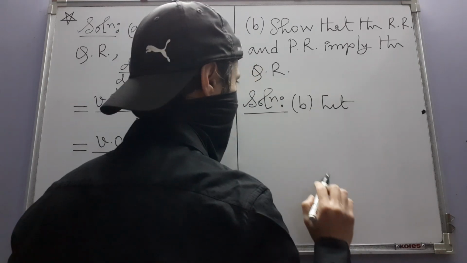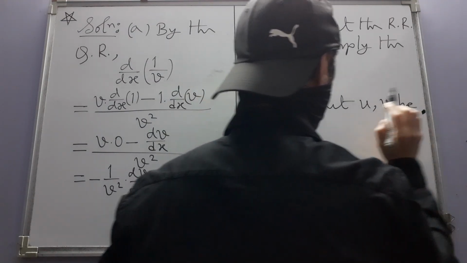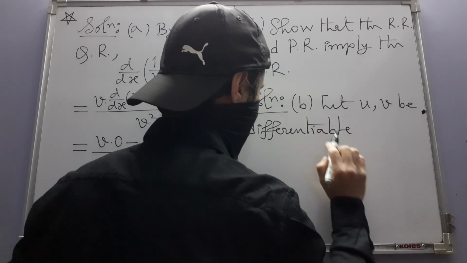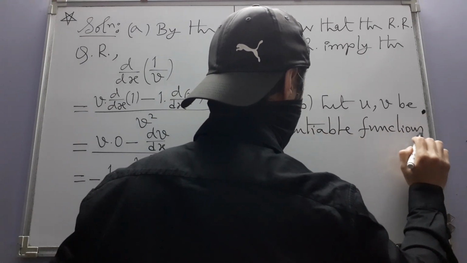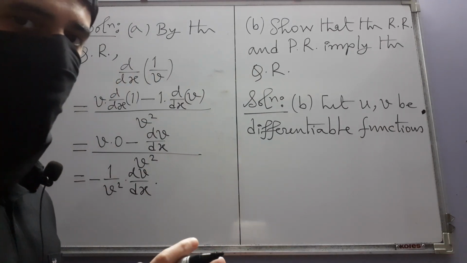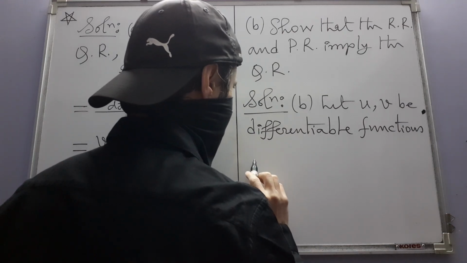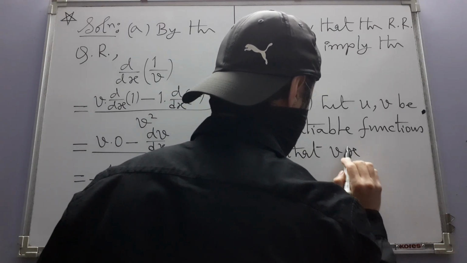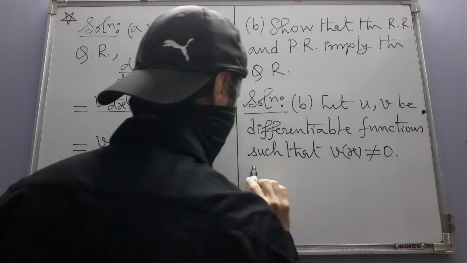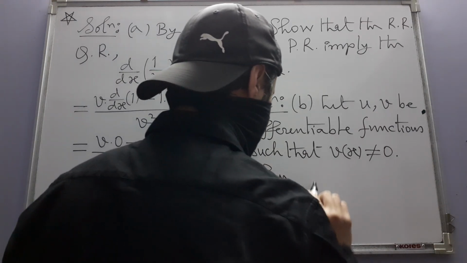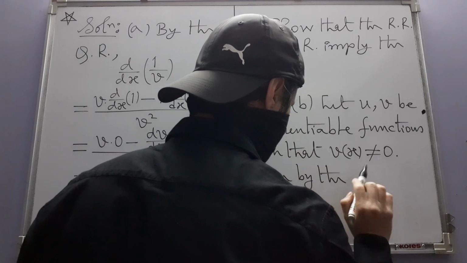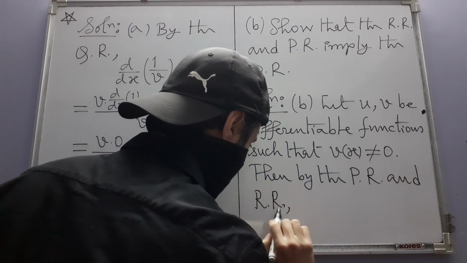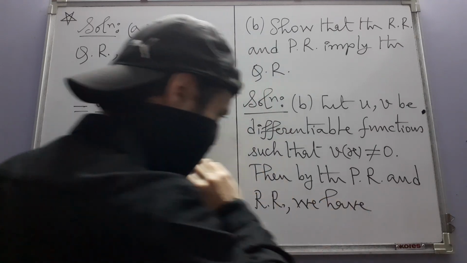Let u and v be differentiable functions. For this one, let's write the hypothesis. That is, we are going to write the hypothesis that we have in the quotient rule. Functions such that v of x is not equal to 0. Then, by the product rule and reciprocal rule, we have the following calculation.